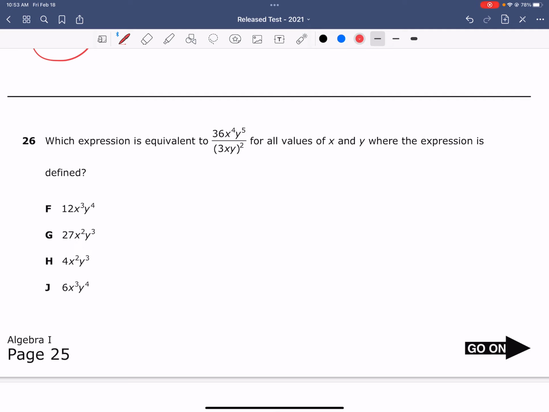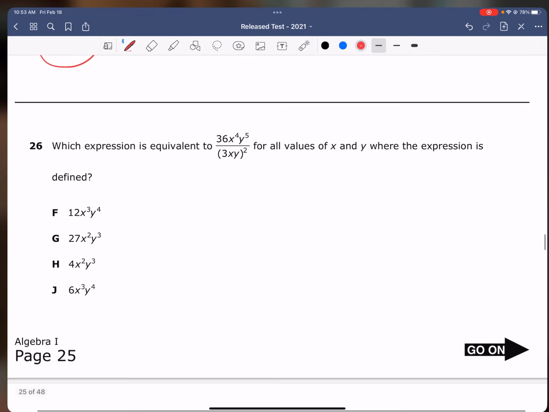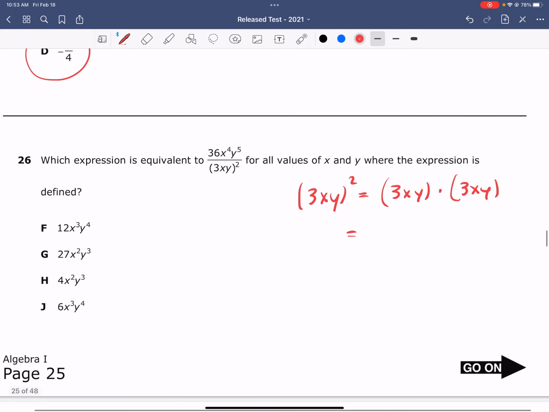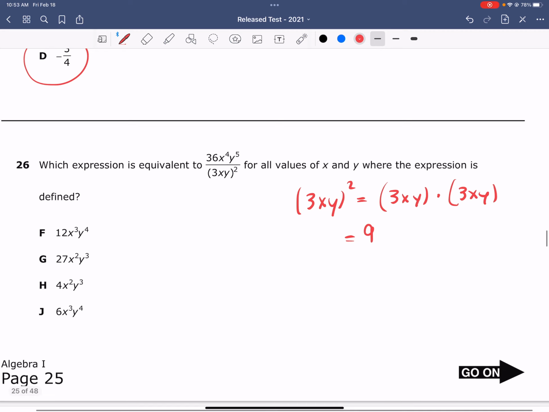So what I notice first is that in the denominator, we have 3xy all raised to the second power. I'm going to need to figure out what that is before I can proceed with finding the coefficient. If I just write down that denominator, (3xy)^2, that just means 3xy multiplied by 3xy. And so what we will have then is 3 times 3, which is 9, x times x, which is x squared, and y times y, which is y squared.